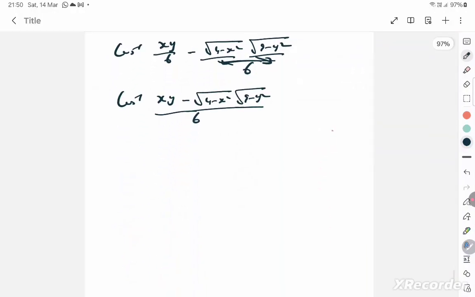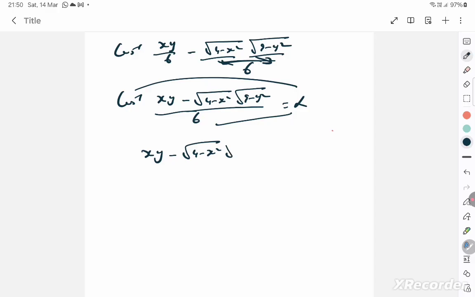They have given it is equal to alpha. Take the cos inverse to the other side, it becomes cos alpha. Take the 6 to the other side, it becomes 6 cos alpha. So now what do you want? They are asking you to prove that, what's the proof? 9x square minus 12xy cos alpha plus 4y square is equal to 36 into sine square alpha.